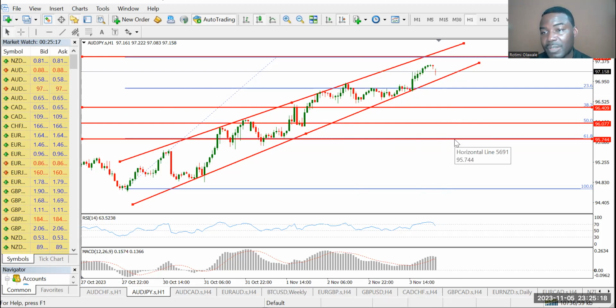So we could have profit taking levels at 96.409, 96.077, and 95.744 on AUD/JPY this week. All things being equal, if our analysis really works out as expected. So I'm bearish biased also on the AUD/JPY, just like I am on AUD/CHF.